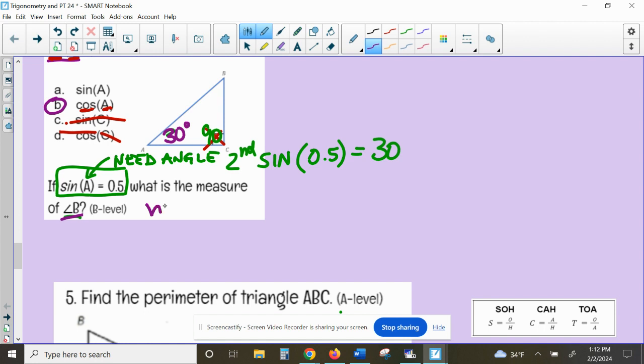So what is the measure of angle B then? Why does it have to be 60? Because it's got to add up to be 180 inside here, right? So I think I have 90 and a 30. 60 is the only number that works. Yeah?